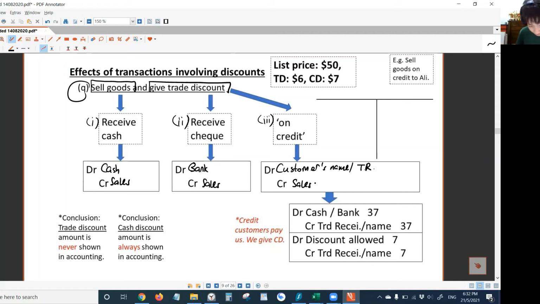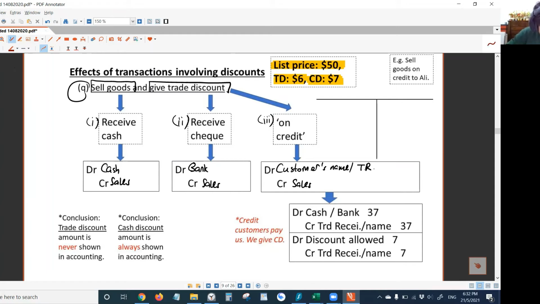I never repeat something for the sake of just repeating it. There's a reason why I repeated these things here. This time there is discount. On top here, you see list price $50, trade discount $6, cash discount $7. List price means the original price of the goods. Now the key one, receive cash.